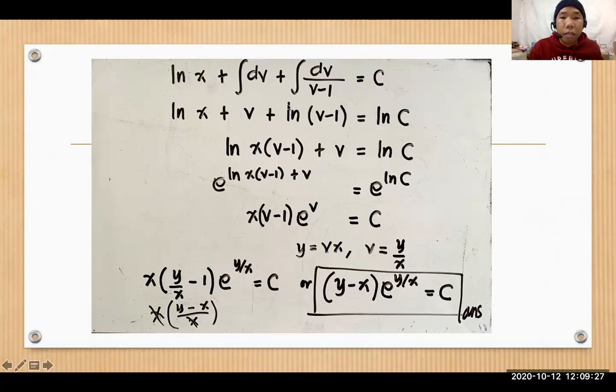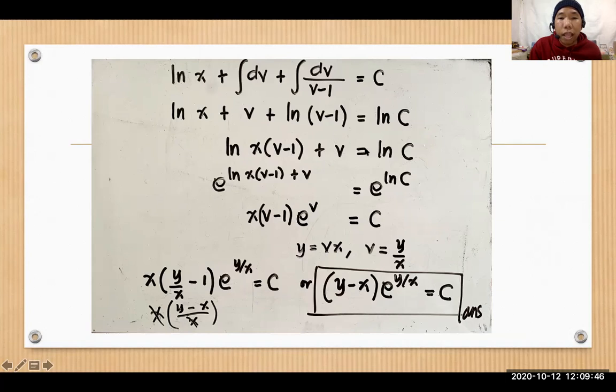Now you can put these two terms here into one term. ln of x plus ln of v minus 1 is equivalent to ln of x times v minus 1. Okay, the property of logarithmic function. And then you copy plus v equal to ln of c.